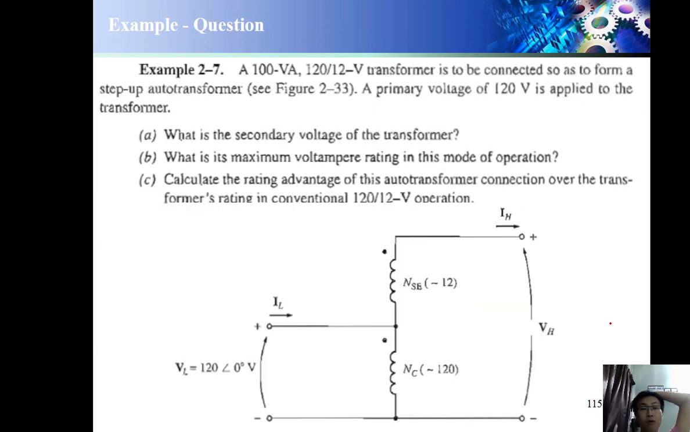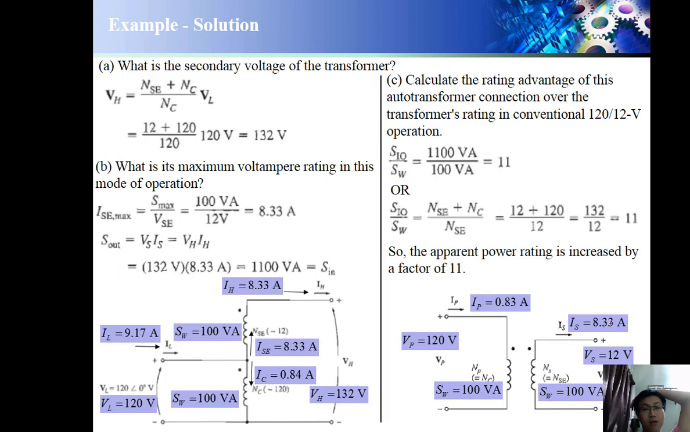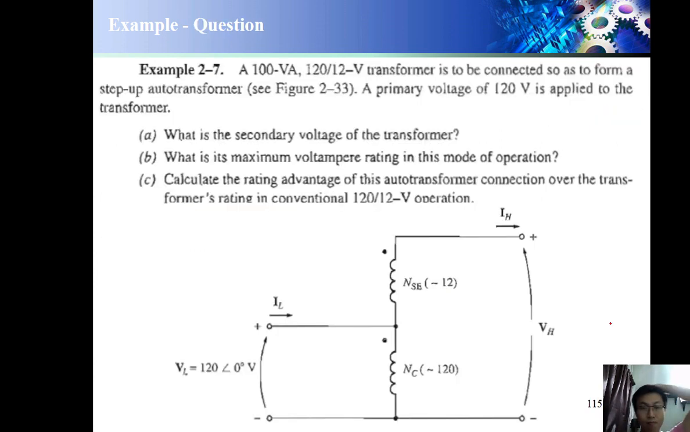So let's have a look. What is this? The rating of the 100 VA, and this is the transformer connected to form a step-up auto transformer. So this is a conventional one. Then we want to connect it as an auto transformer, which is step-up. So I need to draw like this. Step up. We need to find the secondary voltage, maximum volt ampere rating, and rating advantage.